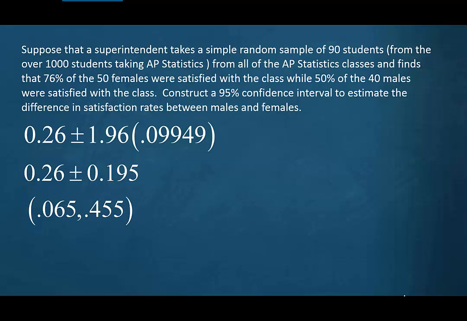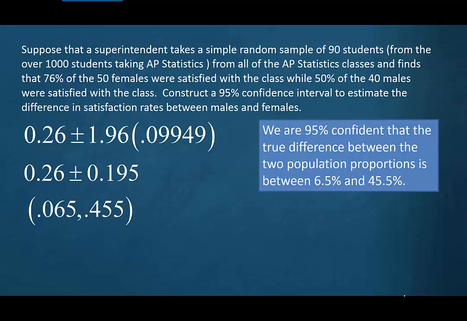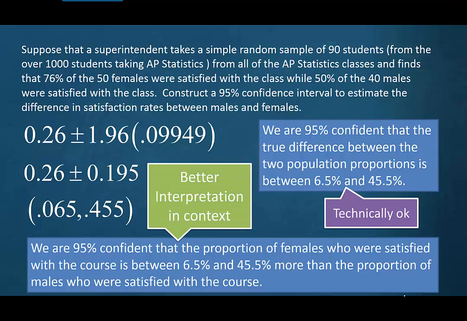Now let's interpret this interval. These can get a little confusing with two samples. So we are 95% confident that the true difference between the two population proportions is between 6.5% and 45.5%. Technically that's okay. Let's see if we can reword this a little bit so it sounds more natural, and put it in context. We are 95% confident that the proportion of females who are satisfied with the course is between 6.5% and 45.5% more than the proportion of males who are satisfied with the course.